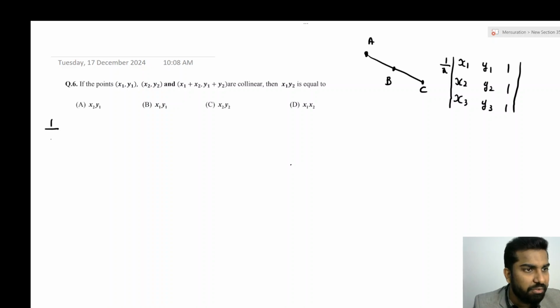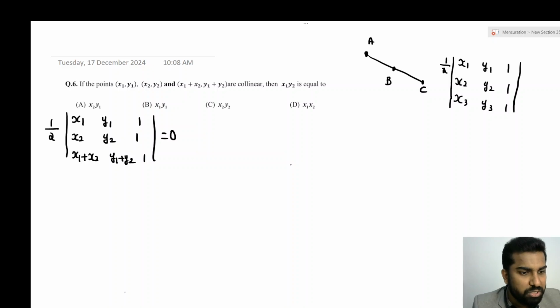So I can write half into the determinant of x1, y1, 1; x2, y2, 1; and x1 plus x2, y1 plus y2, 1, that will be equal to 0. Evaluating the determinant is not a big deal. Half cannot be 0, so only the determinant value can be 0. That is the only possibility in this case, so here we have to evaluate the determinant.